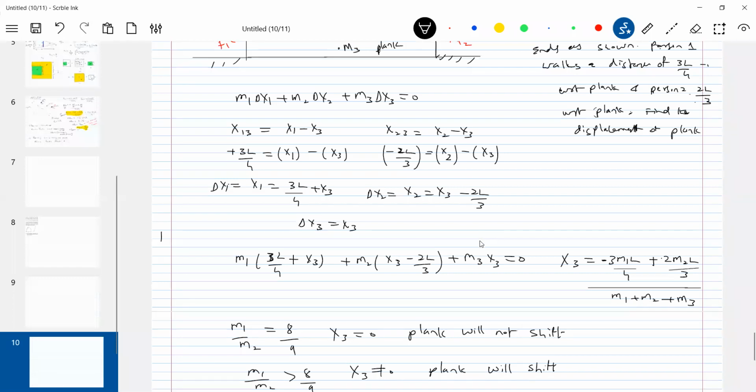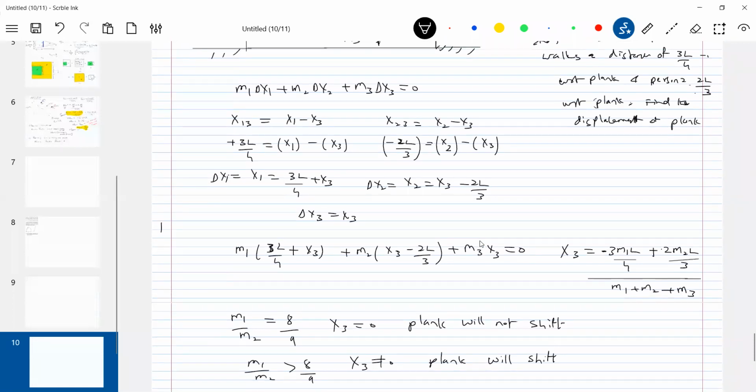Next, again, you try to look at this condition. If m1 by m2 is greater than 8 by 9, x3 will be non-zero and negative. In what direction will the plank move? If I get negative, the plank will shift towards left. Because we assume anything towards right is positive. If you get negative, it will shift towards left.